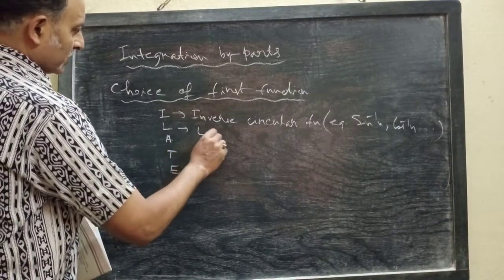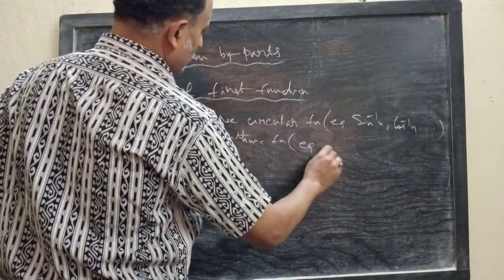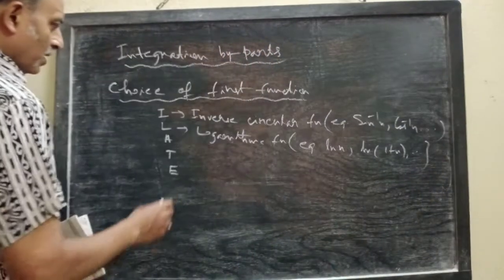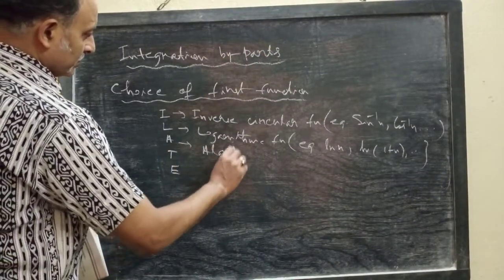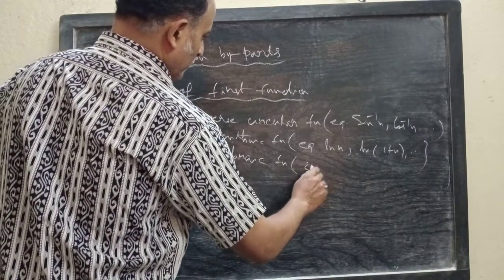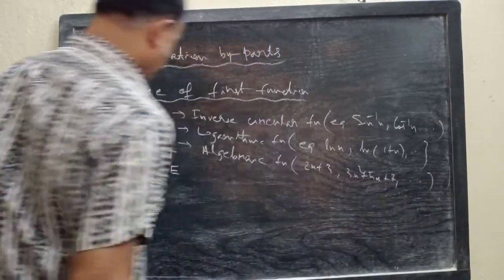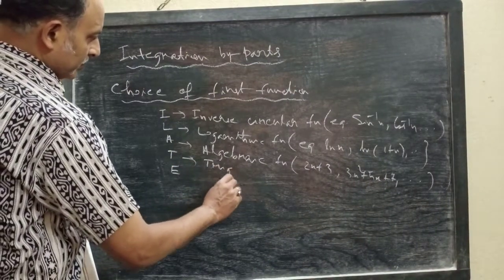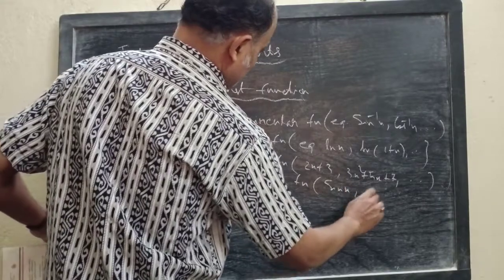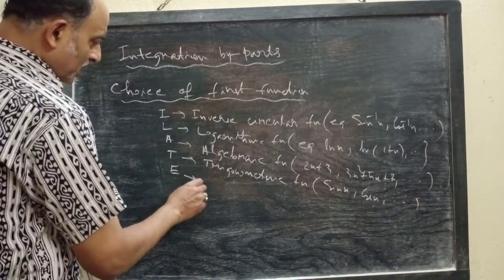L stands for logarithmic function, for example ln x, ln of 1 plus x, etc. A stands for algebraic function, polynomial, etc. T stands for trigonometric function, for example sin x, cos x, tan x, sin 2x, cos 6x, etc. E stands for exponential function.